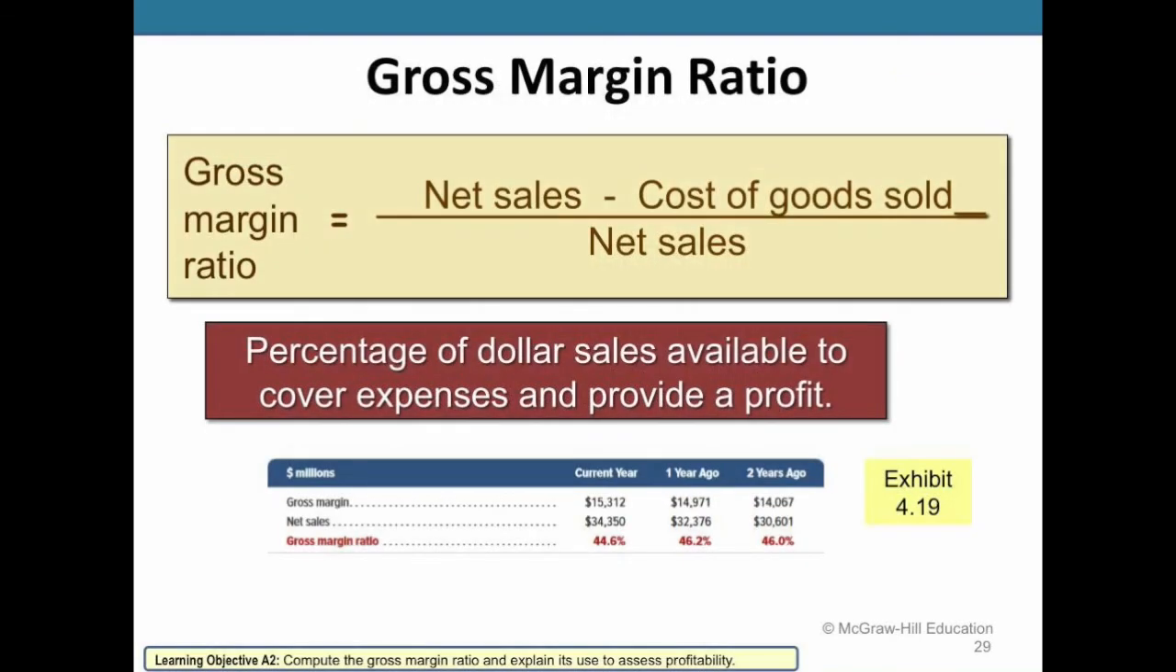So another ratio to look at is going to be the gross margin ratio. Similar to profit margin ratio, this is going to give us a percentage of dollar sales that's going to be available to cover expenses as well as go towards that net income, go towards that profit. The way we're going to calculate that is net sales, which is going to be our gross sales less discounts, returns, allowances to get to net sales. And we're also going to subtract off the cost of goods sold.